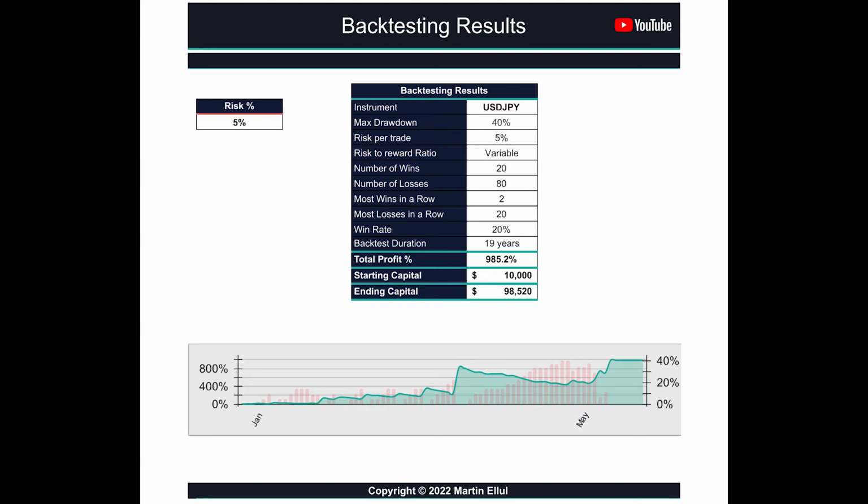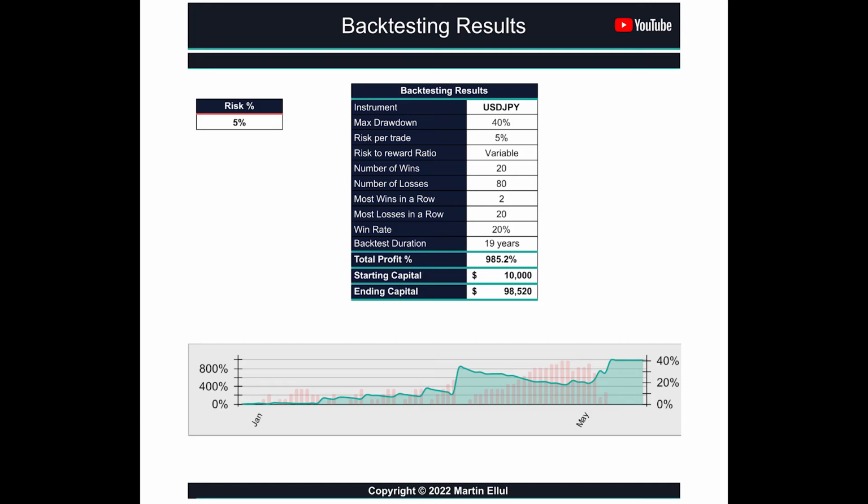And the backtest was over 19 years, obviously because it's on the weekly time frame, with a total profit of 985%. So essentially, if you had started with $10,000, you would have ended up with $98,520. So it's almost times 10 over almost 20 years. That's a pretty insane return.